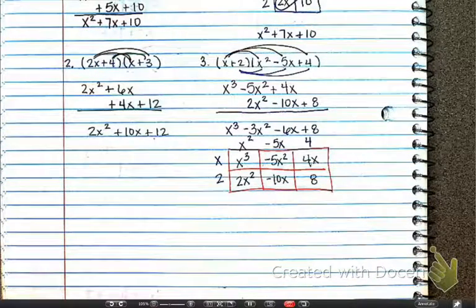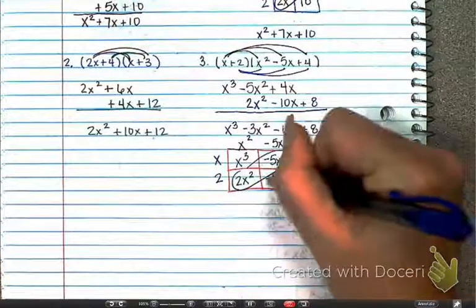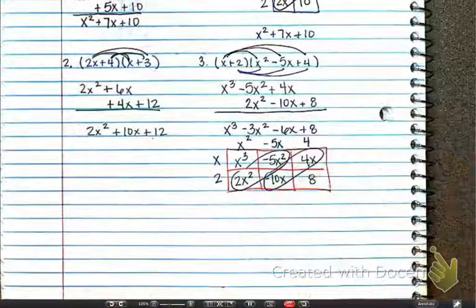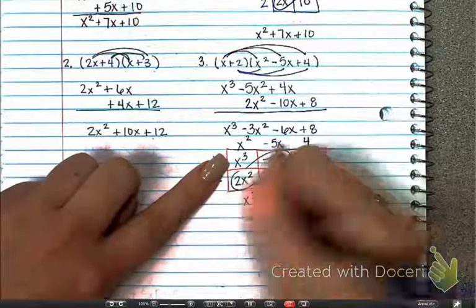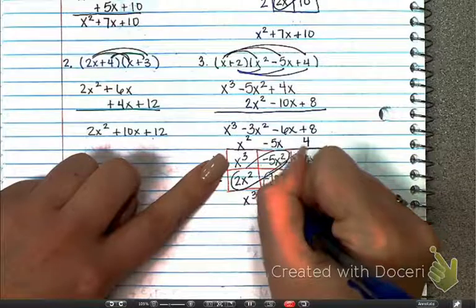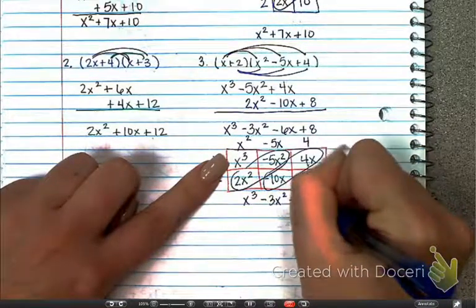And then I can look at diagonals. The diagonals will be my like terms. So x to the third comes out. Negative 5 plus 2 is negative 3x squared. Negative 10 plus 4 is negative 6x, and then that 8.